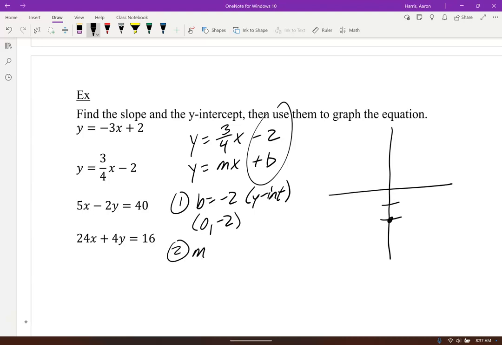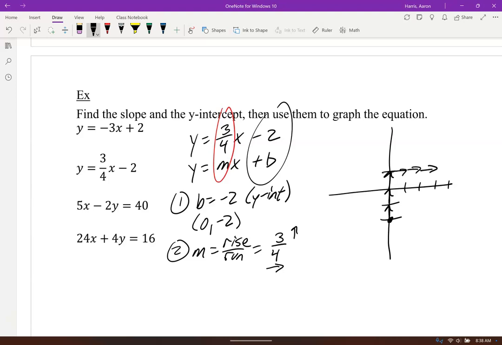And then number 2, the slope. See how the slope here is 3/4? So slope is rise over run, and it's 3/4. Well, it's a positive 3, so it's going to go up. If that was a negative 3, it would go down. And there's a positive 4 in the denominator, so that's going to go right. So we're going to go up 3 from the y-intercept. 1, 2, 3, and then right 4.